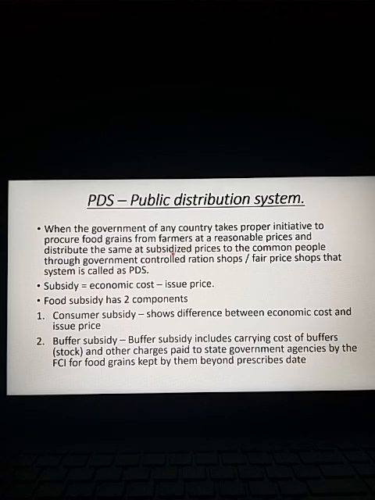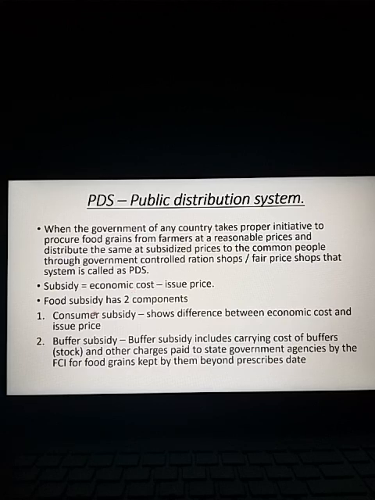I think you know the meaning of the word subsidy. It is not new for us. We have learned the basic concepts. Recollect, subsidy is the difference between economic cost and issue price. Let us say if the government purchases 1 kg rice at 30 rupees, then it is issuing it to the people at 1 rupee. Then the difference between these two, 29 rupees, is subsidy. Of course, subsidy is a burden on the government. The interest here is welfare. To promote the welfare of the people, the government does so.